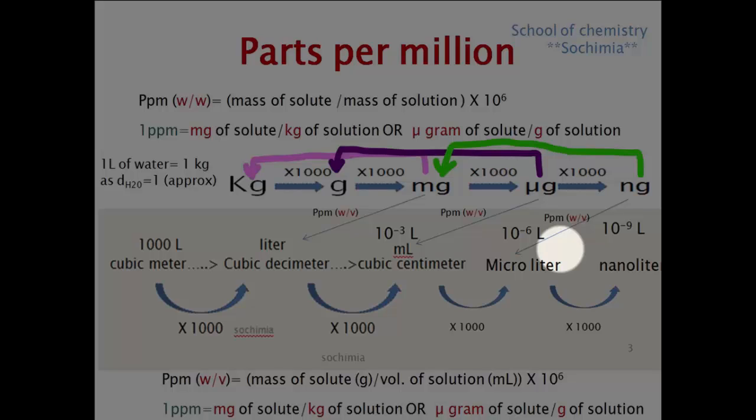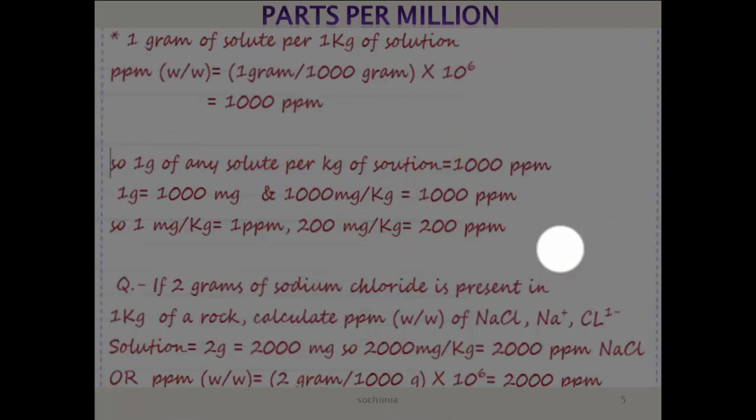This slide is very helpful in understanding the concept of ppm, both weight by weight and weight by volume. You can play around with numbers to make this concept easier for you, and you can get your expertise here. There are certain other small areas which we basically need to understand. See, 1 gram of solute per 1 kilogram of solution. Weight.